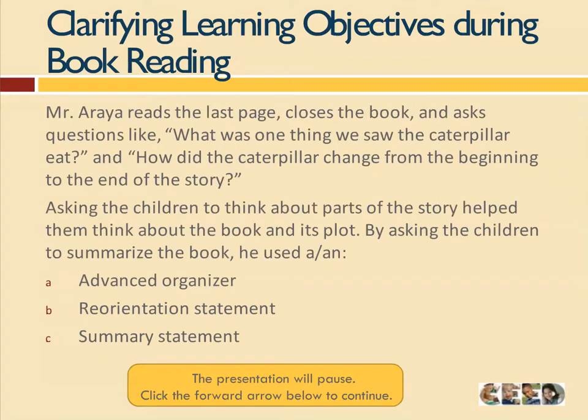Example 3. Mr. Araya reads the last page, closes the book, and asks questions like, what was one thing we saw the caterpillar eat? And how did the caterpillar change from the beginning to the end of the story? Asking the children to think about parts of the story helped them think about the book and its plot. By asking the children to summarize the book, he used A, advanced organizer, B, a reorientation statement, or C, a summary statement.